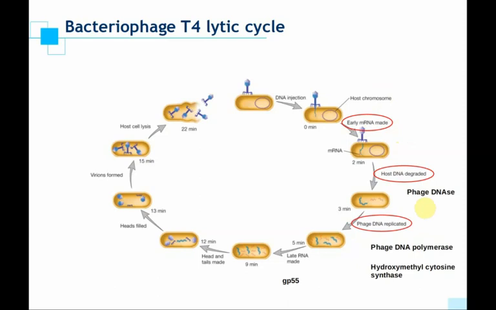Now, late gene expression requires another early gene product, which in Bacteriophage T4 is this protein GP55, which is a sigma protein. Everybody know what that is? You haven't done this in molecular biology?